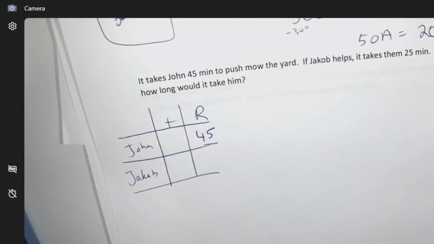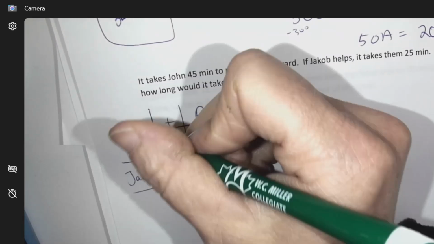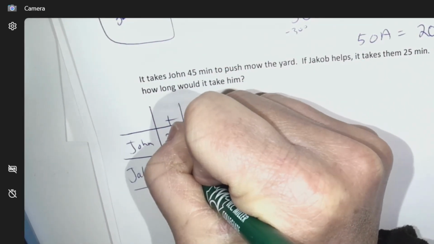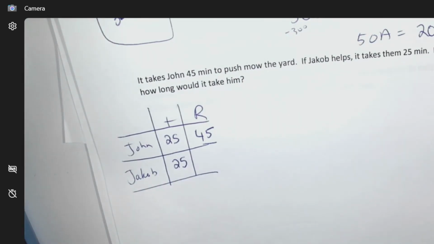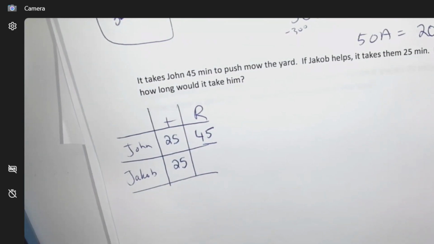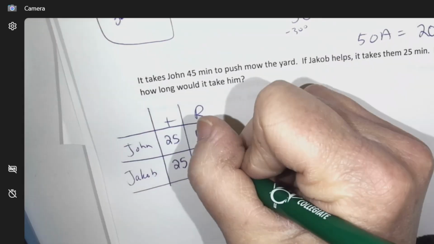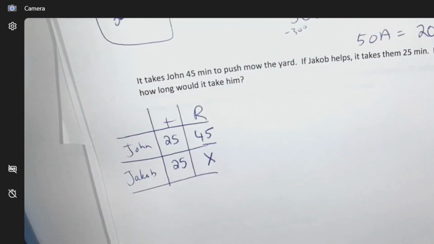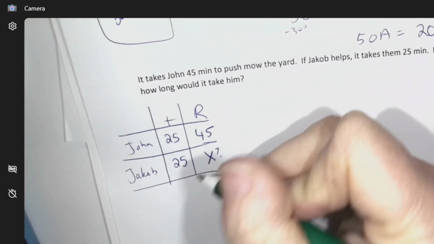If Jacob helps, then it takes them 25 minutes. So that is a time. And it's both of them because they're both doing it together then. If Jacob were alone, how long would it take? So that is a rate.